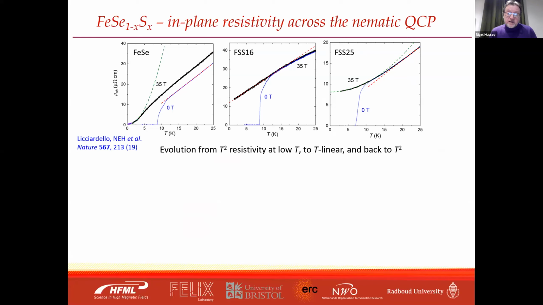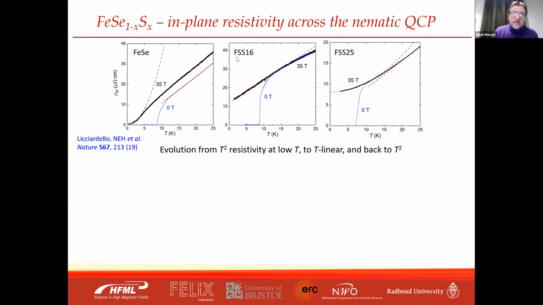Okay, with that in mind, we measured a series of single crystal samples of this iron selenium sulfur, and what we found was very systematic behavior, where you go from T² behavior in the pure material to a linear behavior at a doping close to the critical point, and then revert back to T² behavior as you go beyond it.